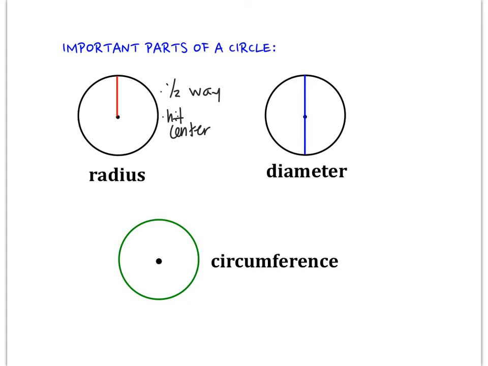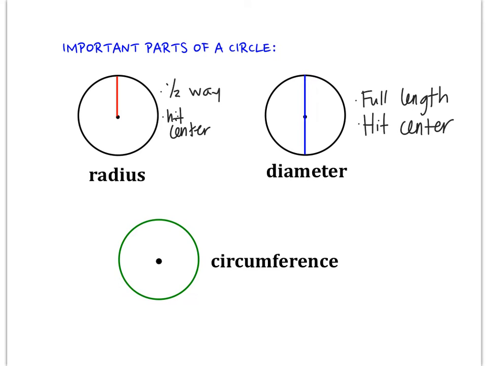In comparison, if we look at the diameter example, that goes the full length of the circle, but again, it does hit the center. So it goes from outside to outside, passing through the center. That would be the diameter. Only halfway would be a radius.